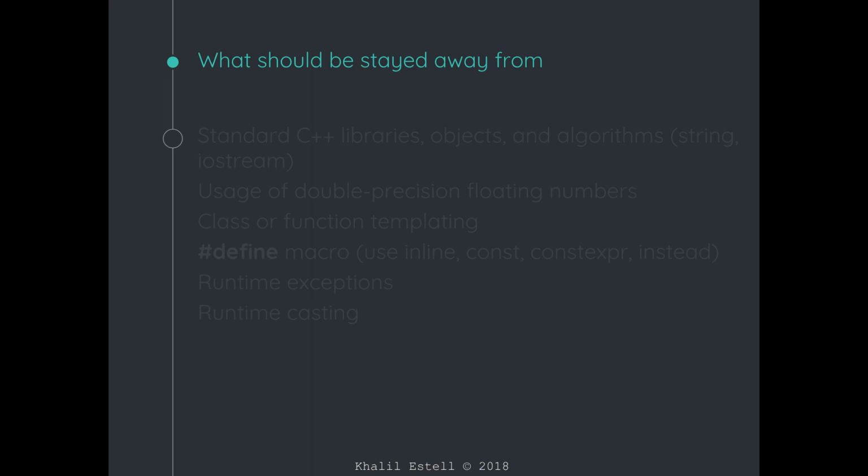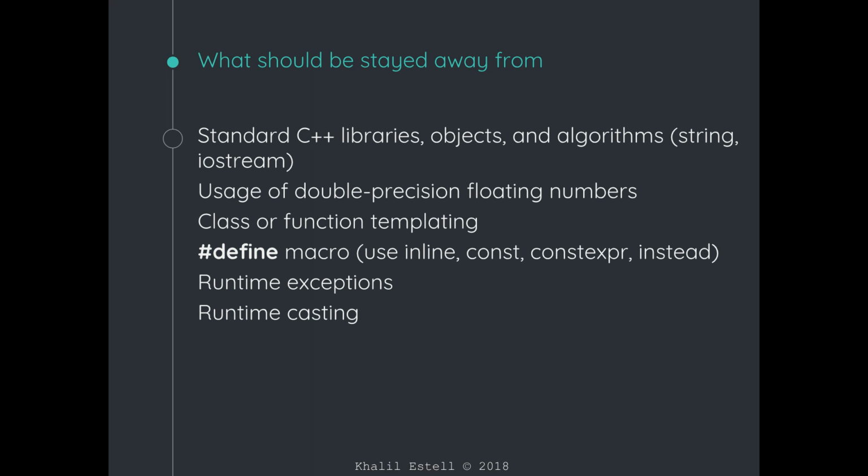So what should we stay away from? For the most part, we should stay away from C++ libraries, objects, and algorithms, such as string and IOStream, because they use malloc and such, and the implementations of these libraries are magnificently large. So in order to reduce the size of our executable, we stay away from these algorithms. We'll either be implementing our own versions of them or alternatives to them.